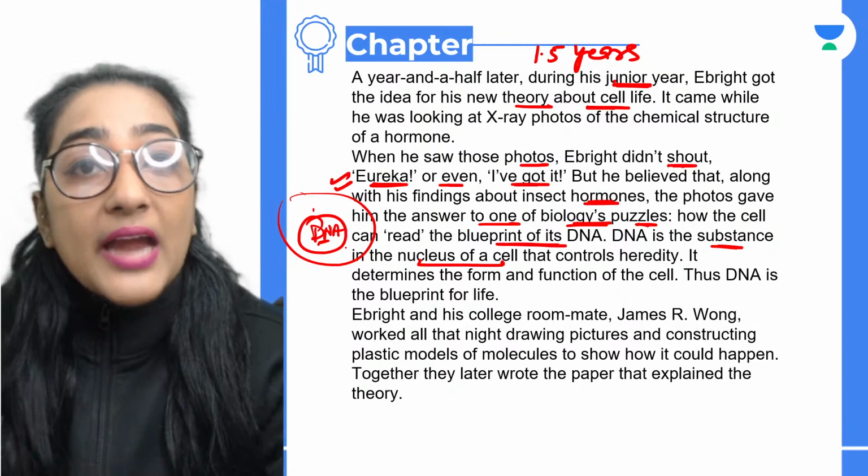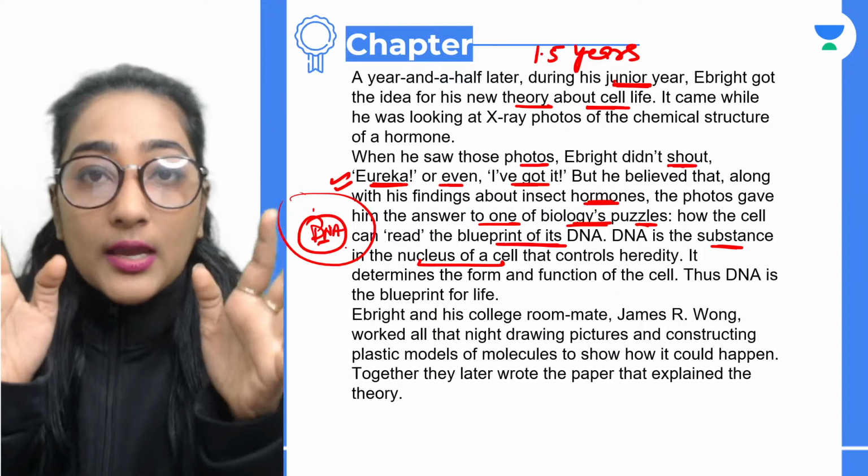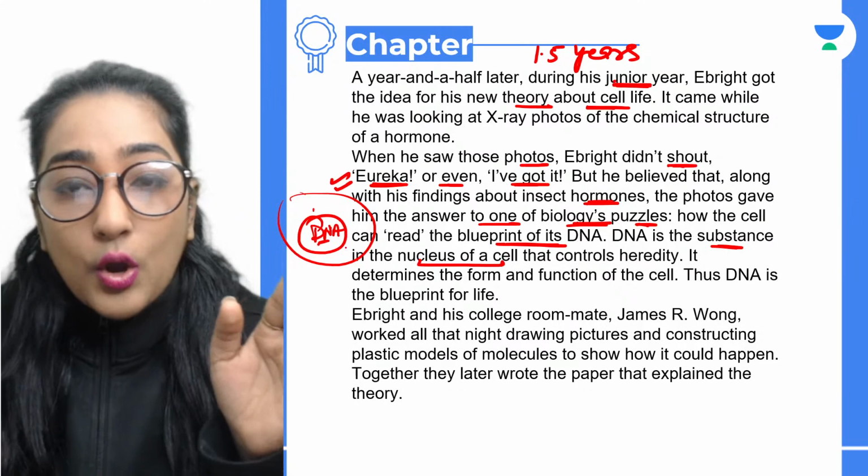जब उसने वो chemical structure देखा ना, जब उसने वो X-ray देखा, जब वो photo देखी, वो chemical structure को देख के समझ में आया उसको. All right, कि कैसे copy हो रहा है. All right, DNA.